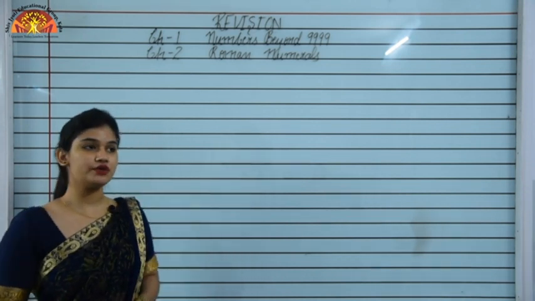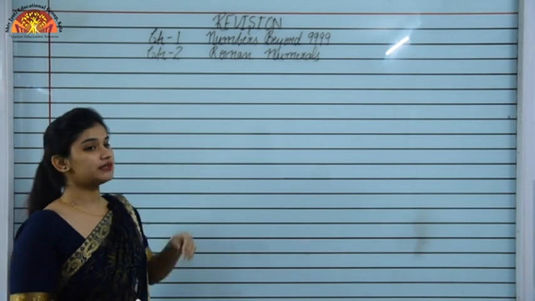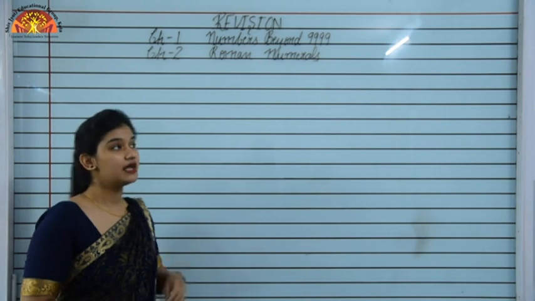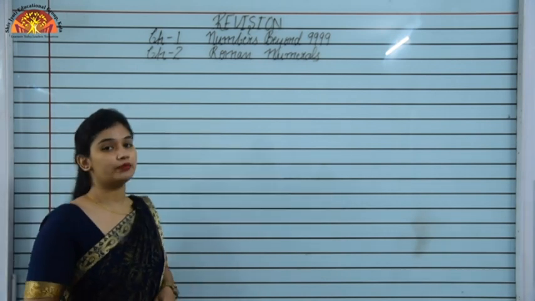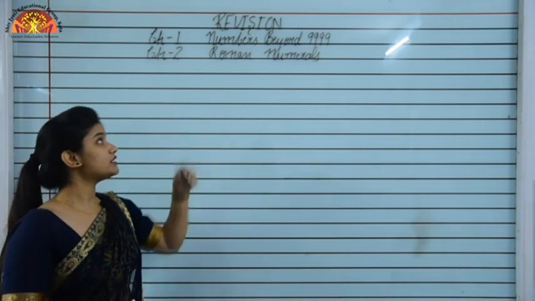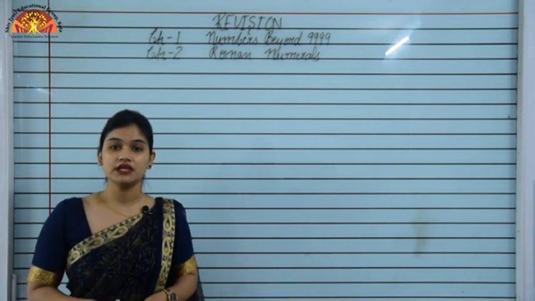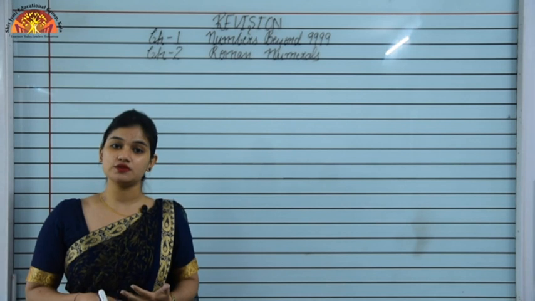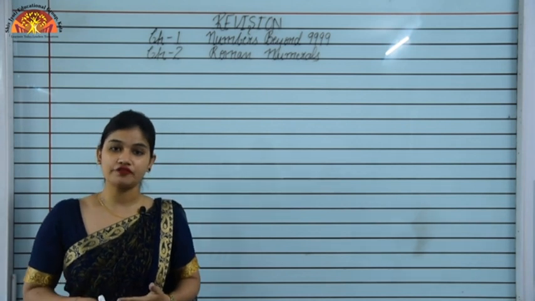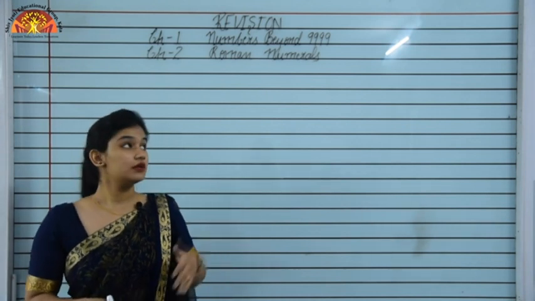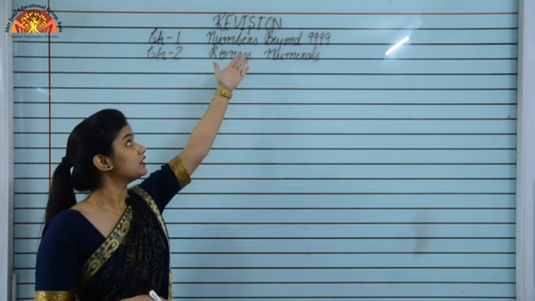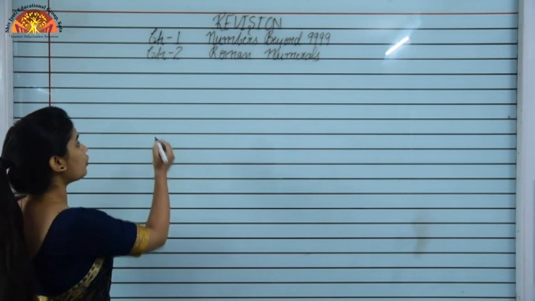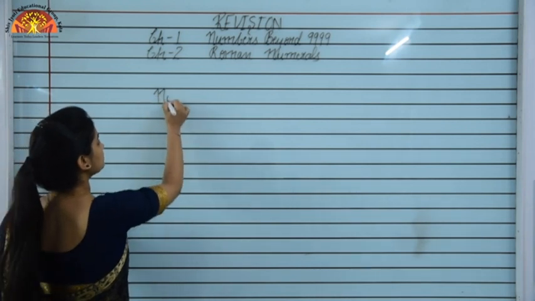Students, today we are going to start revision of chapter 1, that is numbers beyond 9999, and chapter 2, that is Roman numerals. So in chapter 1 we will be covering number system, expanded form, short form, face values, place values, comparison of numbers, round off. So in this chapter, Roman numerals, we will be covering these topics. So we are starting from number system.